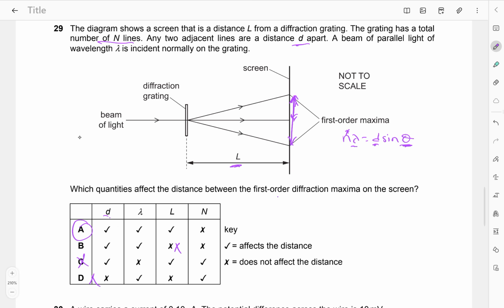N will only change the intensity. If we had more lines, then we shall have more. For the same, if we have more lines, it means we shall have just a higher intensity, but not increasing or decreasing the distance between the first order maxima. So our answer is going to be A.